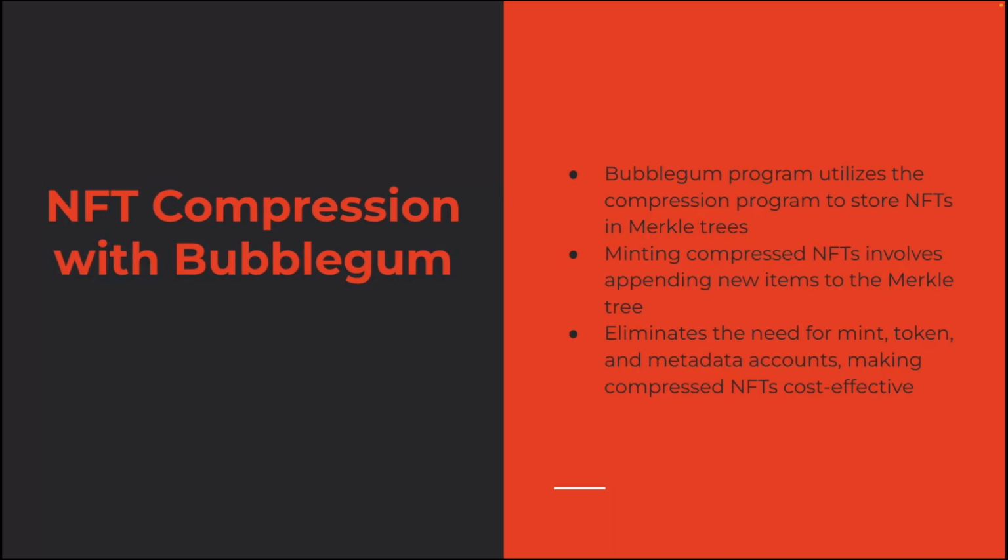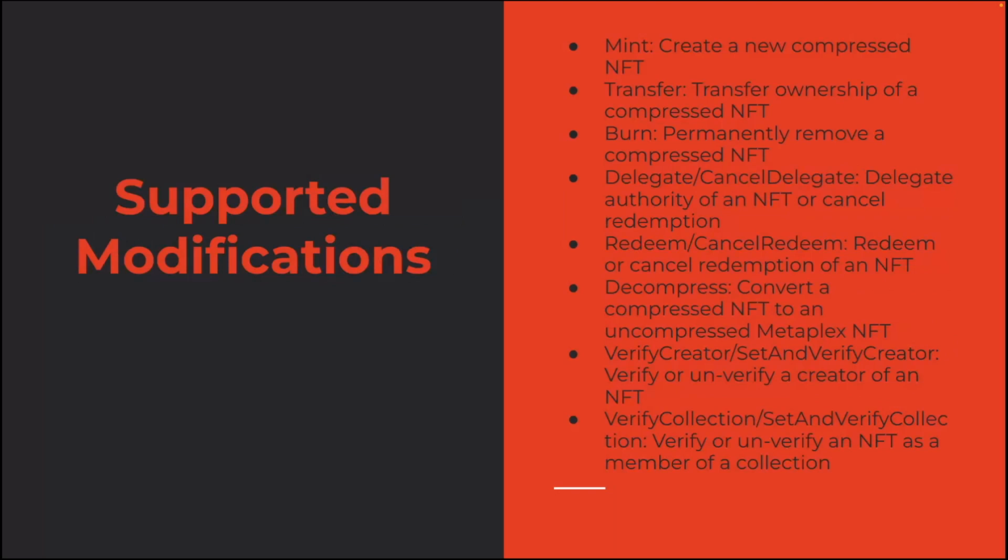They all support the DAS API, and the DAS API is basically just allowing you to interact with these supported modifications. So if you wanted to mint, transfer, burn, delegate or cancel delegate, redeem or cancel redeem, those are basically used if you're going to be decompressing an asset. So if you wanted to store it in a token account, you could pick it off of the Merkle tree. And then there's this process where it's stored in a voucher PDA, and you're able to essentially have it stored in a regular token account at that point.